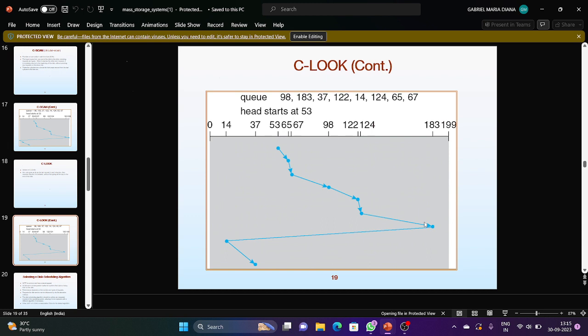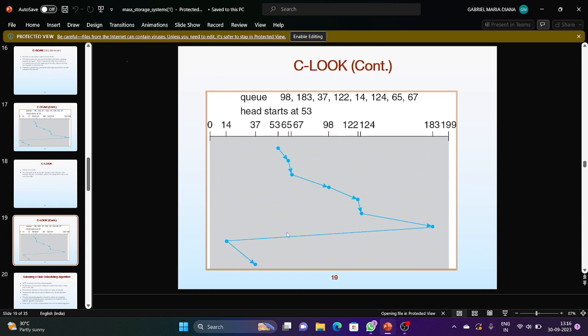Unlike the C-SCAN algorithm, it doesn't go to 199. It stops at wherever there is the maximum value in the range, instead of going to the last point at 199. It stops at 183, as mentioned in the diagram. Then from 183 it doesn't go to 0, unlike the C-SCAN algorithm.